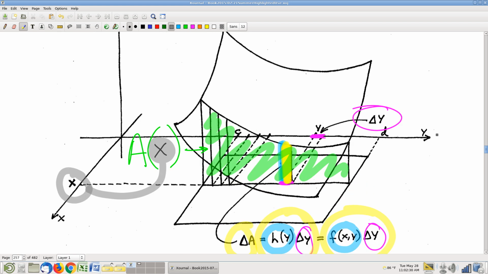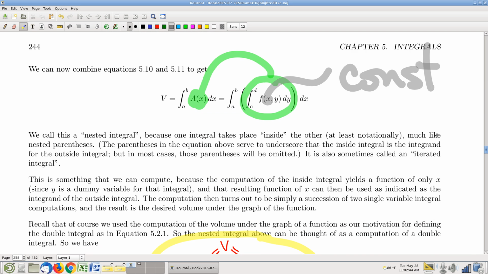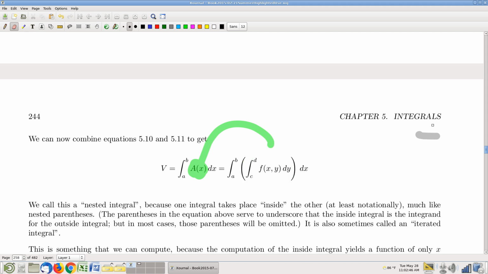Right here, visible in the picture. For that whole inside integral, x does not change. You treat it like a constant because it is a constant. Everybody on board? Okay. Now that's for the inside integral. Now for the outside integral, of course, everything changes.